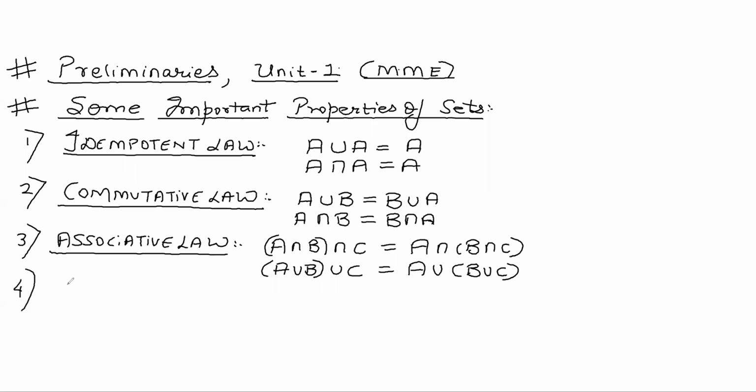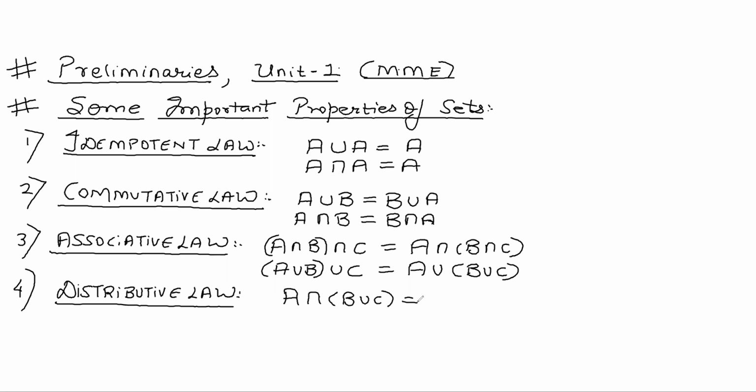Fourth, distributive law. If I take A intersection with B union C, if I open up the brackets, the sign will change. That means A intersection B union A intersection C. And A union with B intersection C will be A union B intersection A union C.